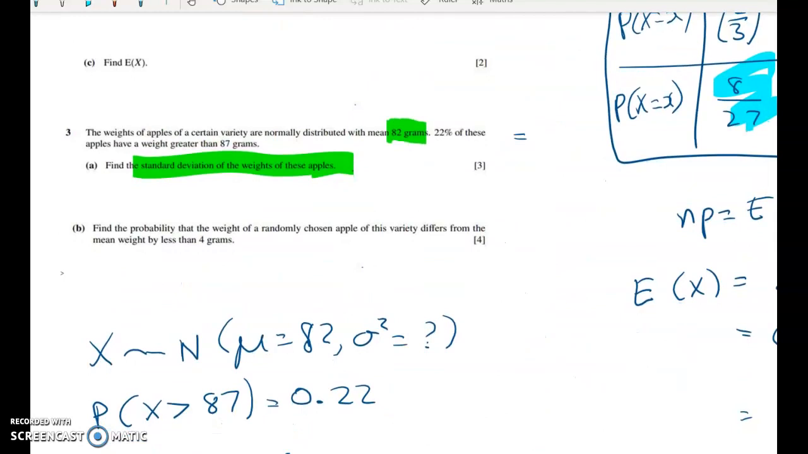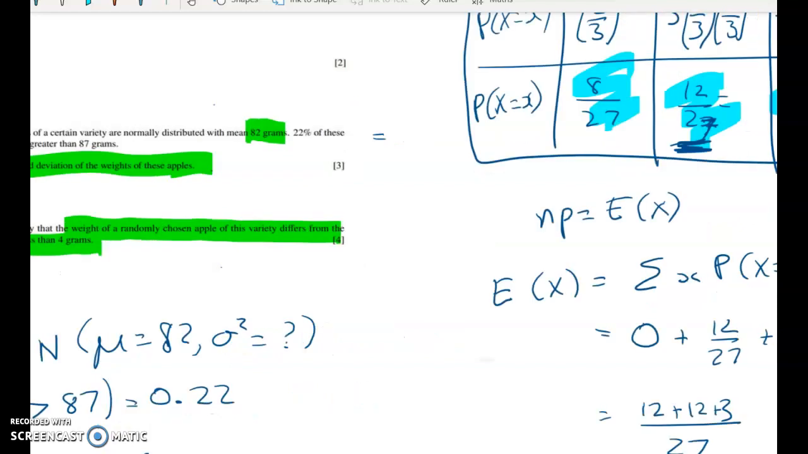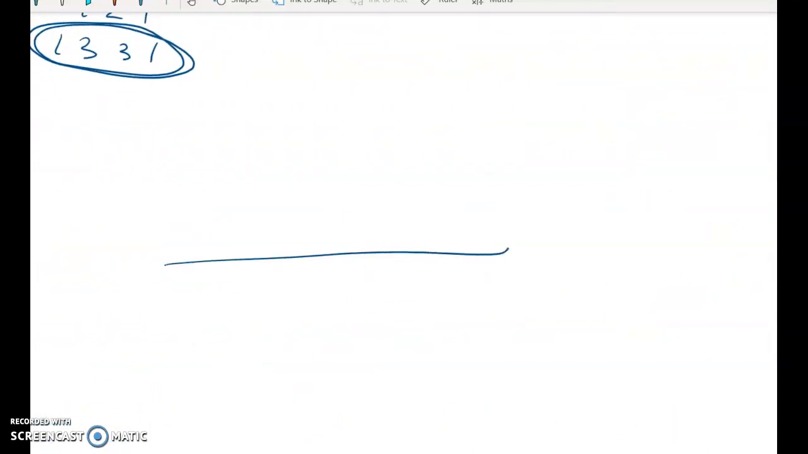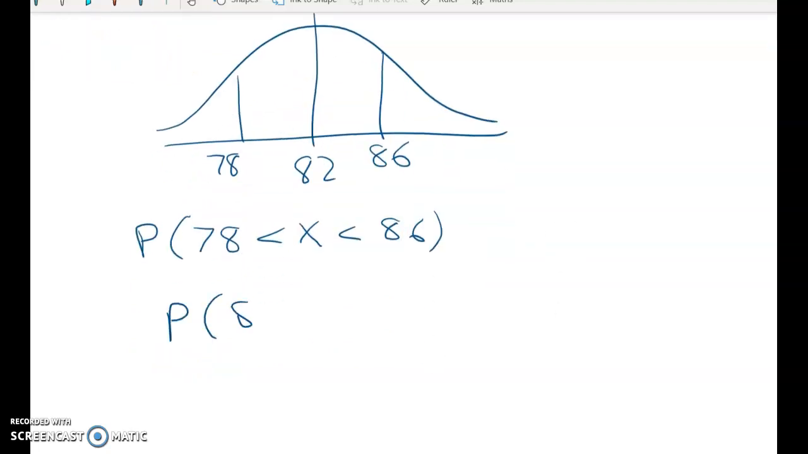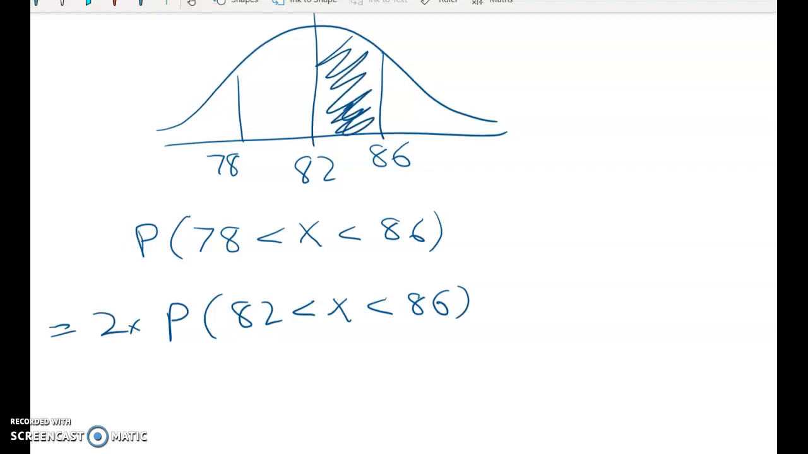We just have to figure out the probability that the weight of a randomly chosen apple differs from the mean weight by less than 4 grams. So drawing a nice picture, what have we got? Well, now we've got 82 here, and 4 grams either side of that gives me from 86 to 78. So we want to find the probability that X is between those two values. We know by symmetry that that's the same as X being between 82 and 86, doubled, right? So we're just going to find that area and then we're going to double it.